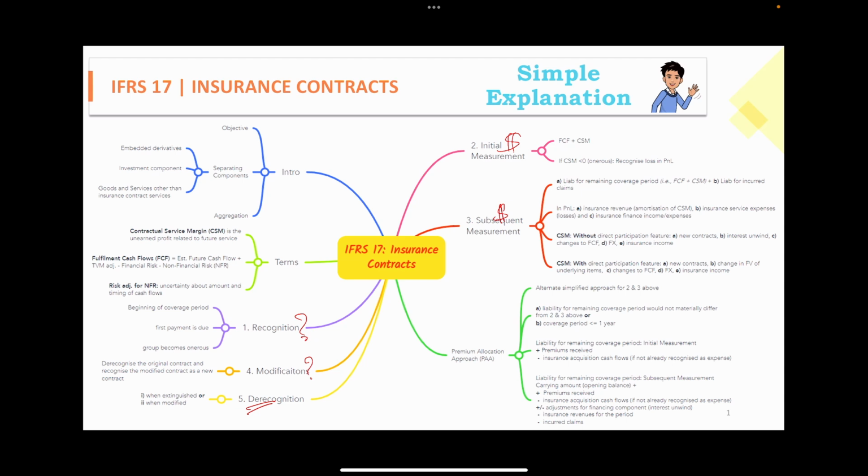The standard goes with the default approach or a default way of treating insurance contracts, and then it also permits entities to follow a more simplified approach called premium allocation approach when certain conditions are met.